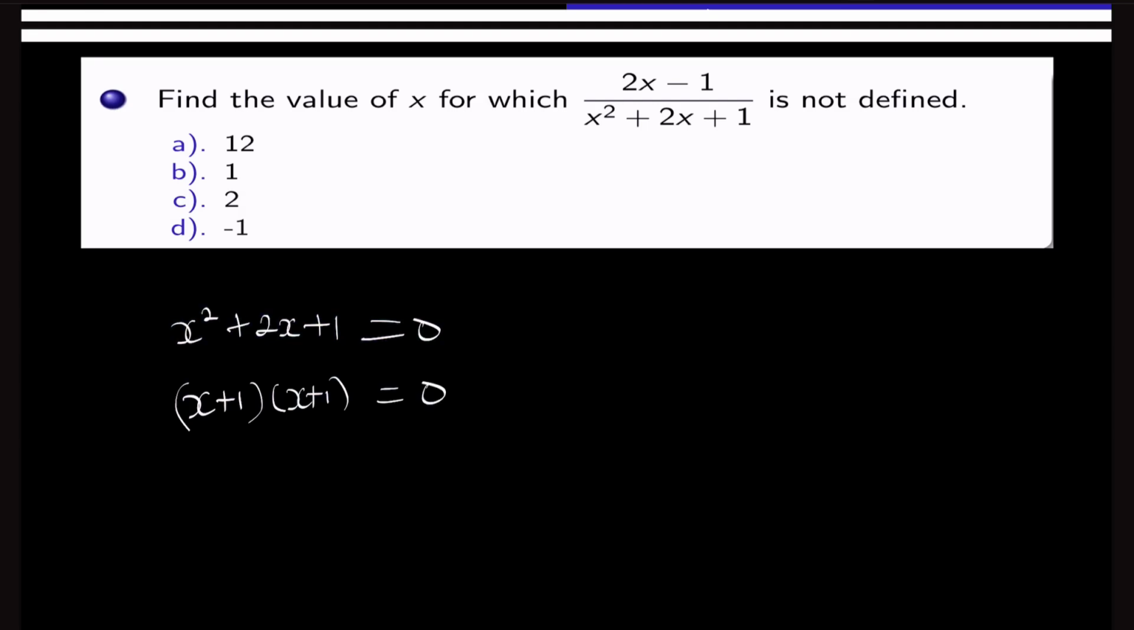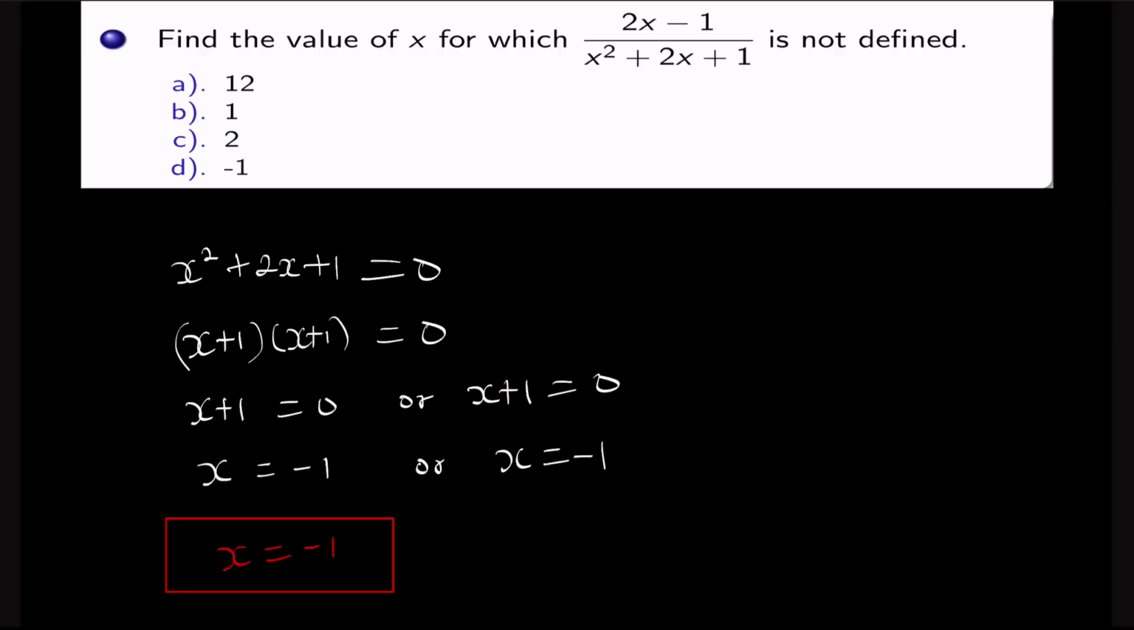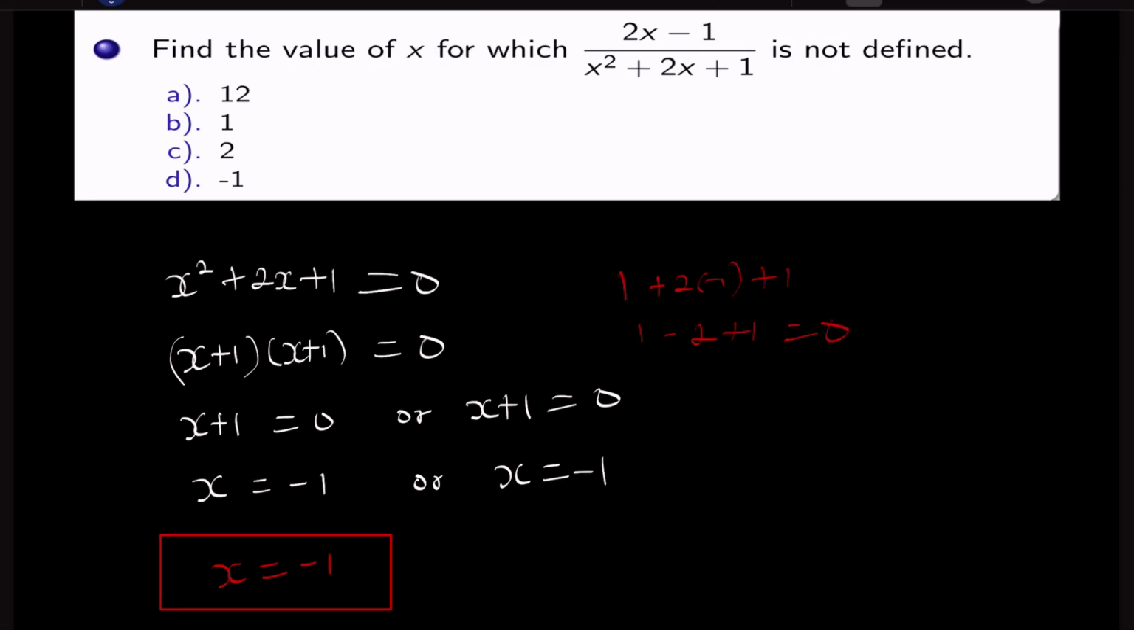So now we solve for x. That's when x plus 1 is equal to 0, or x plus 1 is equal to 0. That's when x is equal to minus 1, or x is equal to minus 1. So in this case, we have repeated roots. Simply put, this expression will be undefined when x is equal to minus 1. And so the correct option is option D.